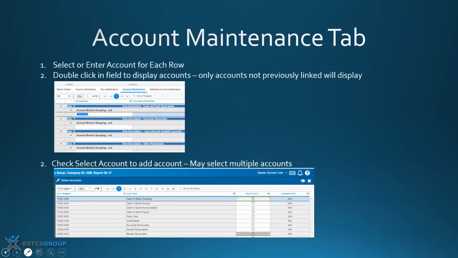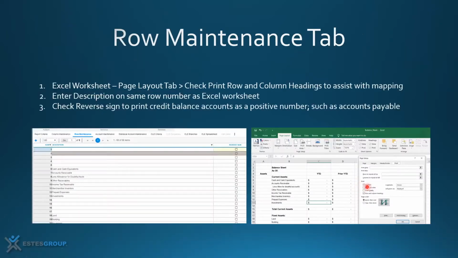Oh, sorry, I need to go back. To make it easy to set this up and map these, what I normally do is I will print my worksheet and I make sure in Excel, the slide's awful small if you can see it. On page setup, I check row and column headings. So I want to print the column headings and the row numbers, and then it makes it easier to map when you're in P21 on your row maintenance tab.